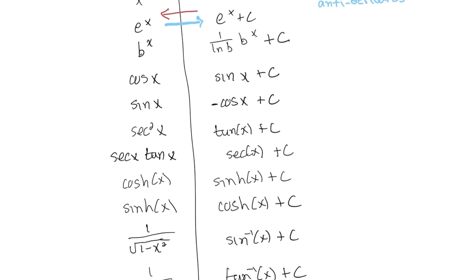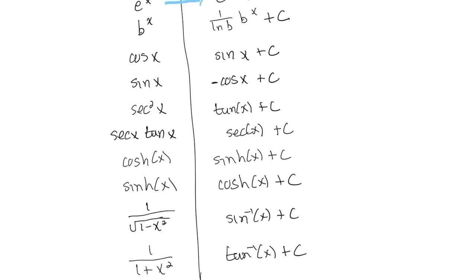We also have the inverse trig functions that we talked about. The derivative of inverse sine is 1 over the square root of 1 minus x squared. So the antiderivative of 1 over the square root of 1 minus x squared is inverse sine. And then the inverse tangent, 1 over 1 plus x squared, has an antiderivative of inverse tangent.